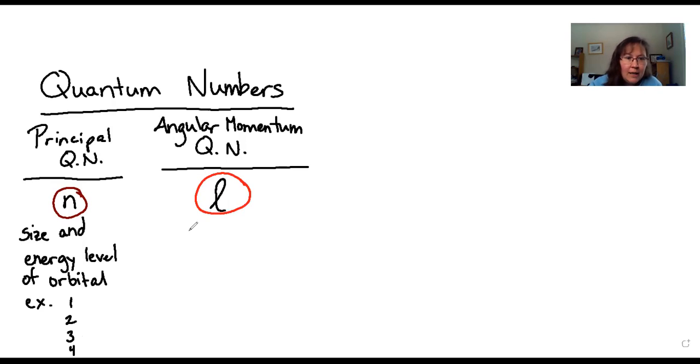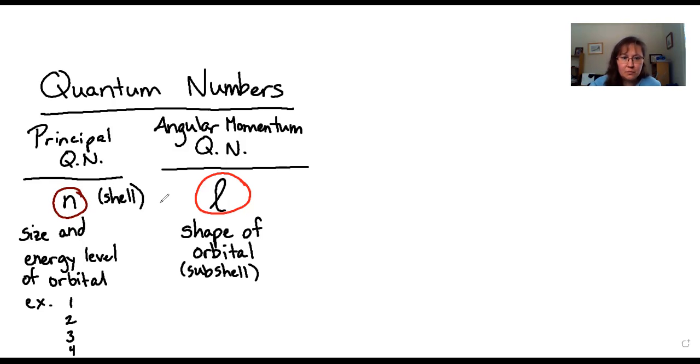This one indicates the shape of our orbital. It's the shape of our orbital, and it's sometimes called a subshell. And n is usually called a shell. I'll put that here. I've forgotten to say it before.